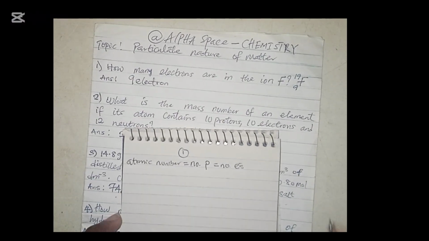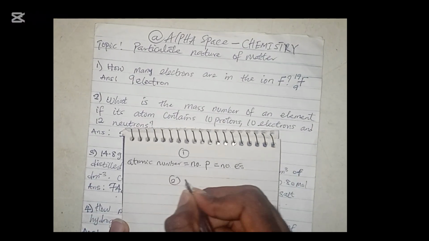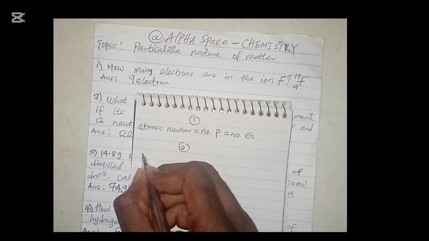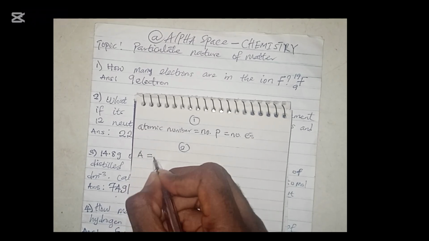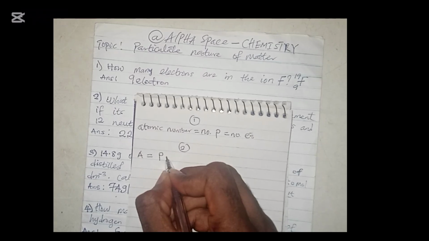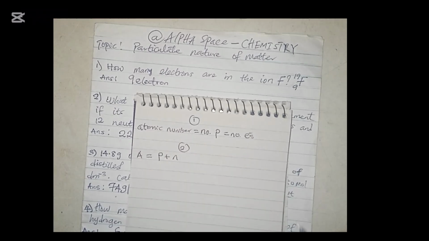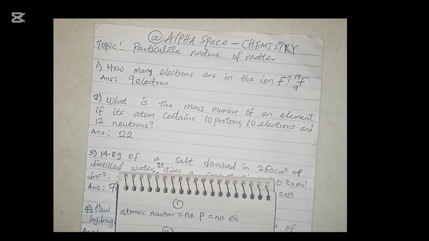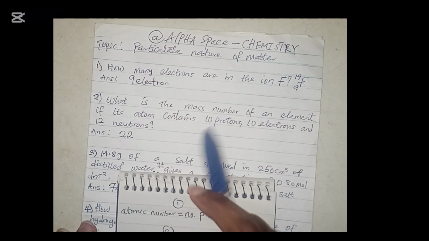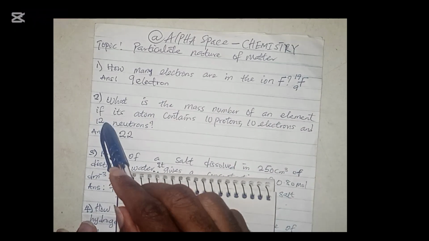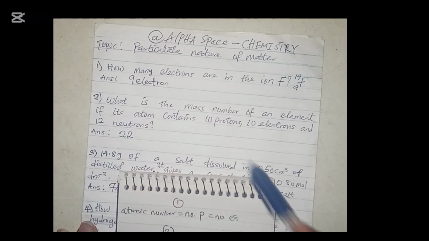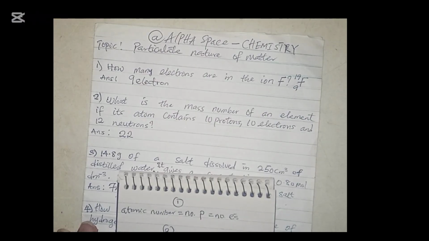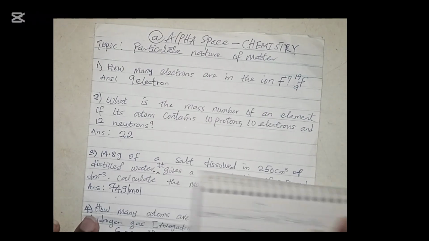Now, there's another concept you need to grasp, which is that your mass number, which we will denote as A, is equal to the number of protons plus the number of neutrons. Now, how many protons do we have here? 10. How many neutrons do we have here? 12. Now, 10 plus 12 would give me what? 22. And that's why the mass number of this element is 22.